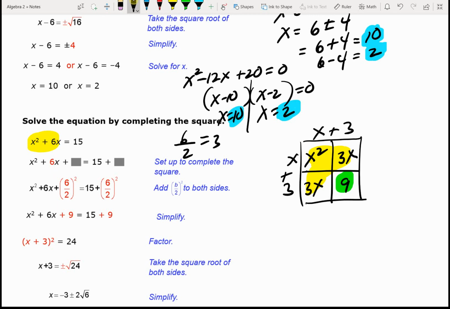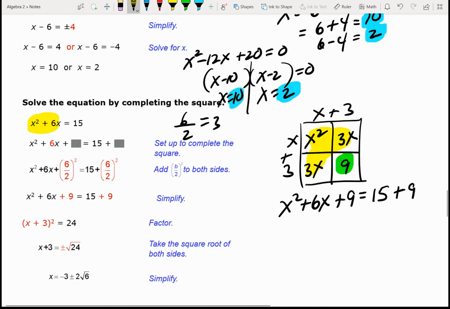So what do I have? I have x squared plus 6x. That's what I started with. But I added 9. Now I have to add 9 to the other side. I have to balance that equation. This is a perfect square trinomial whose sides are x plus 3 squared. You can look at the picture there. x plus 3 squared, and this is equal to 24.